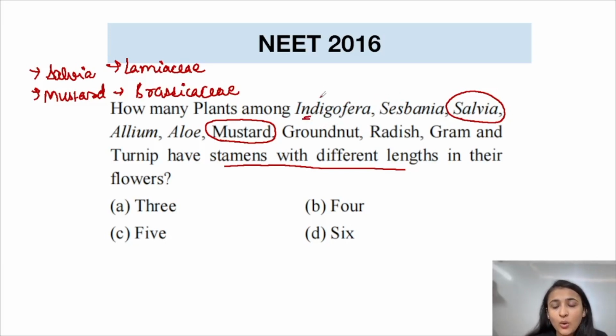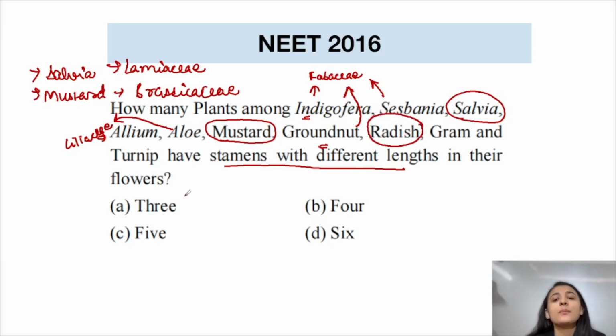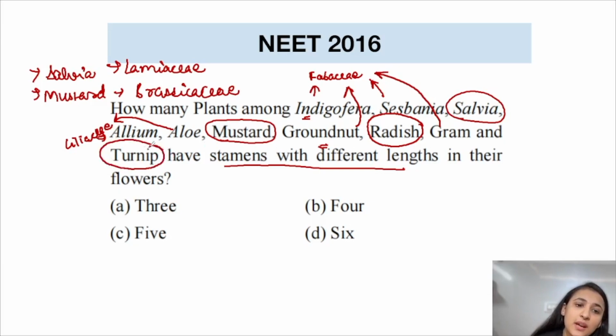So Indigofera belongs to the family Fabaceae. Okay, Sesbania also belongs to the same family Fabaceae. Allium belongs to the family Liliaceae. Aloe also belongs to the same family Liliaceae. Mustard we have already talked about. Groundnut belongs to the family Fabaceae. Radish belongs to the family Brassicaceae, so we can circle this. It also shows this condition. Gram belongs to the family Fabaceae. And turnip. Now turnip again belongs to the family Brassicaceae.